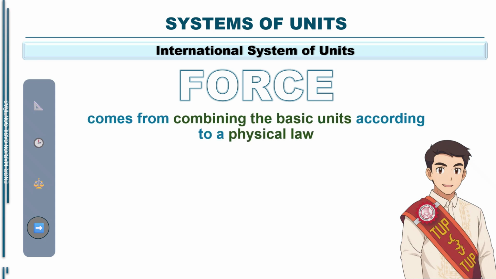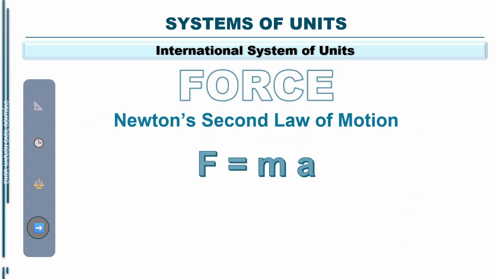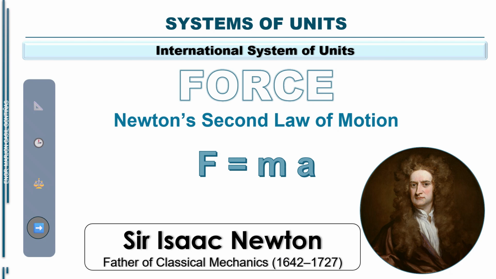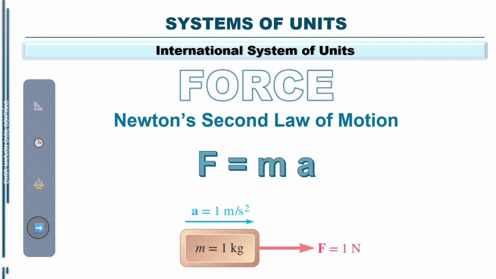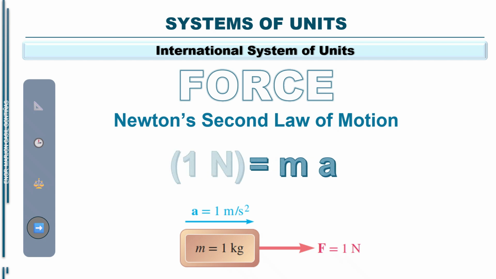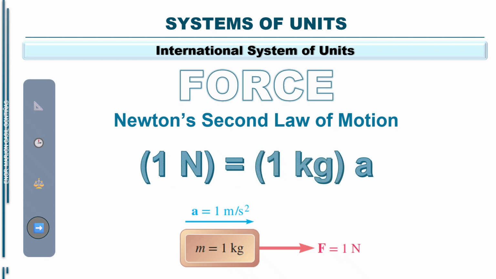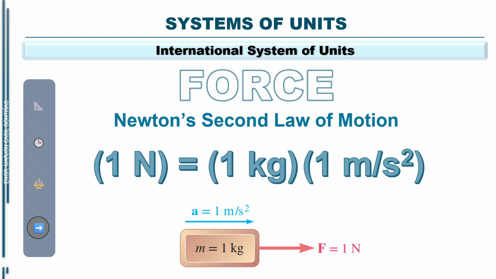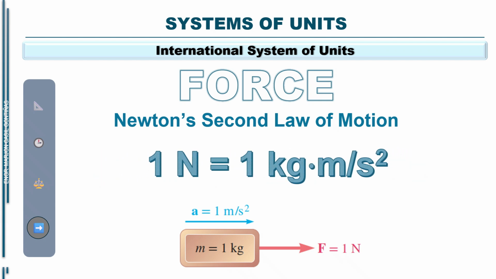And that law? You probably know it. Newton's second law of motion. Force equals mass times acceleration. So, in the SI system, the unit of force is named after the man himself, Sir Isaac Newton. Here's how it works. If you apply a force to a 1 kilogram object, and that force makes it accelerate at 1 meter per second squared, then you are applying exactly 1 newton of force. In equation form, 1 newton is equal to 1 kilogram times 1 meter per second squared. That's why the newton is written in terms of kilograms, meters, and seconds.